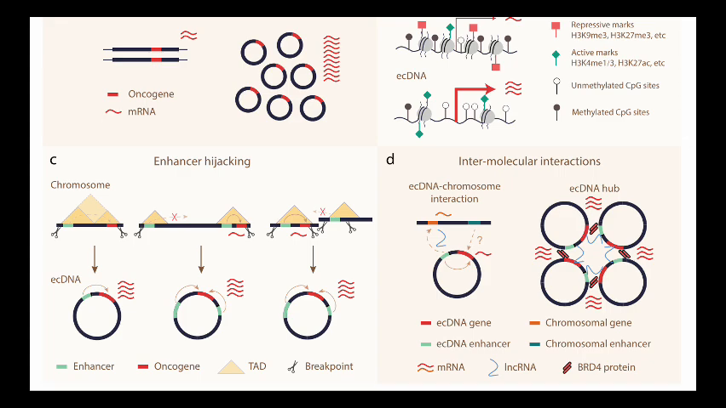In the top left here, you can see how oncogenes can be added to ecDNA circles. On the top right here, you can see how methylation is actually reduced in ecDNA, which allows for greater transcriptivity of genes on that ecDNA fragment. In C, we can see how enhancers can be hijacked and added onto ecDNA, which only increases transcriptivity. And in D, we can see how intermolecular interactions can occur, such as ecDNA circle interactions with the normal chromosome in trans, and ecDNA hubs that form, which are those junctures that I talked about where they can all get together and band up to do nefarious things.